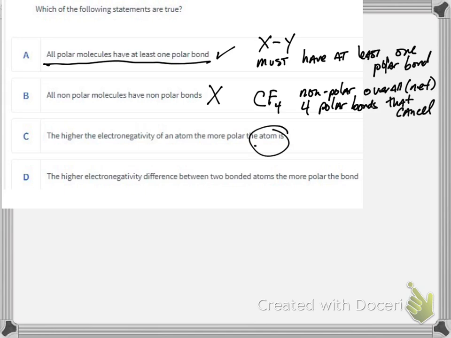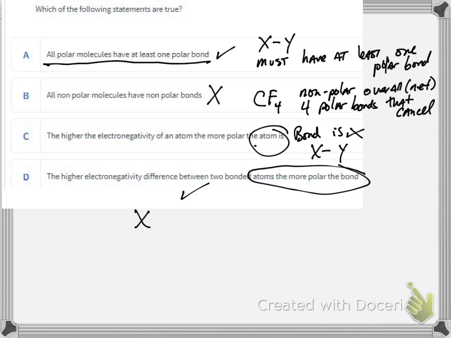The higher the electronegativity of an atom, the more polar the atom is. Well, electronegativity is really about bonding, and so we're talking about the stability of an atom. So electronegativity tells you about the stability of an atom, but doesn't tell you about how polar an atom is. It tells you how polar a bond is. So C would be incorrect. And we get to D, which is the correct answer: the higher the electronegativity difference between 2 bonded atoms, the more polar the bond. And that's going to be true.